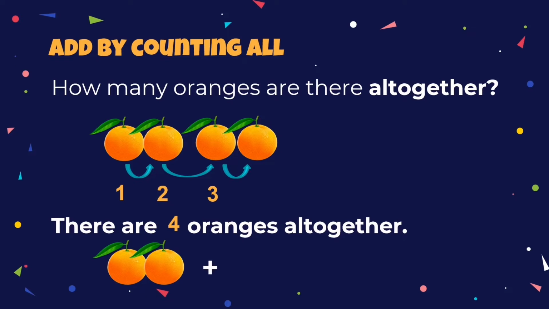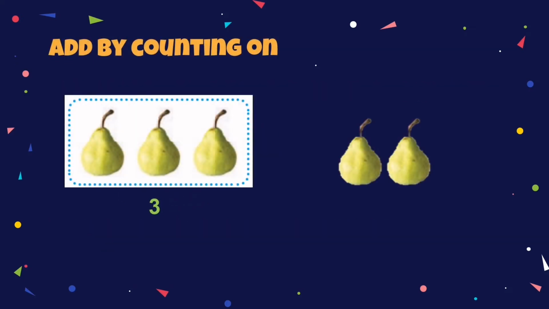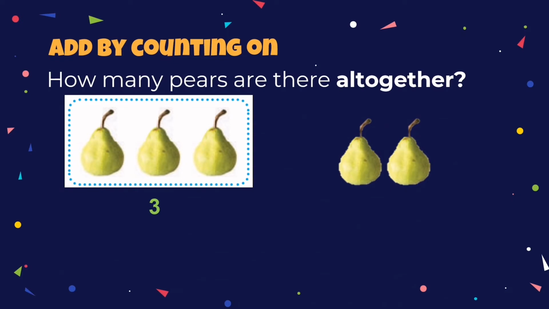2 plus 2 is equal to 4. So 2 and 2 make 4. The next way that we have is to add by counting on. I have here pairs. So how many pairs are there all together?